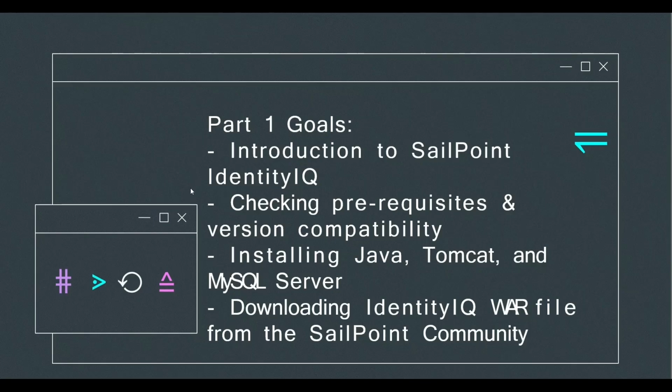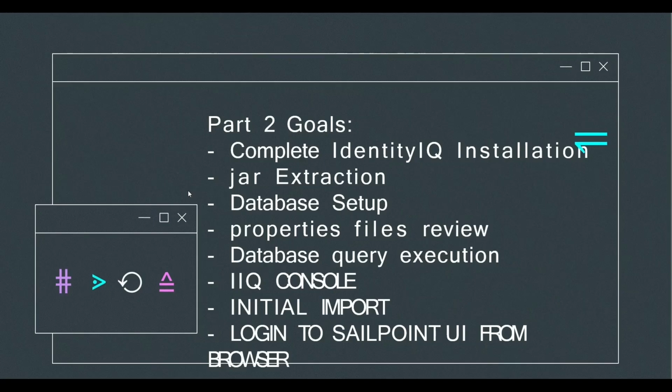Finally, we'll be downloading the IdentityIQ WAR file from SailPoint Community Compass, wrap up this part 1, and move to part 2 goals. For part 2, we'll be completing the IdentityIQ installation, which will include jar extraction, database setup, IQ properties files review, database query execution, IQ console import, and logging into the SailPoint UI from the browser.